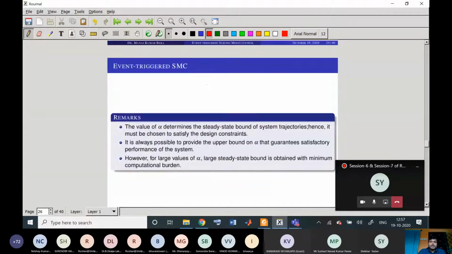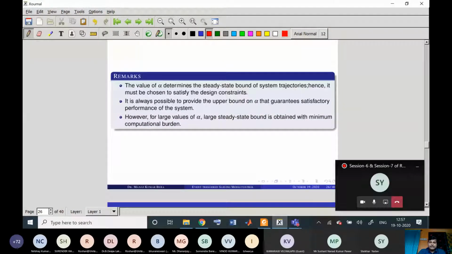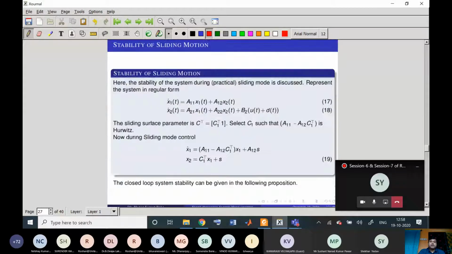So that's why it has been pointed out as a remark that the value of alpha determines the steady state bound of the system trajectories. Hence, it must be chosen to satisfy the design constraint, which I have already discussed. It is always possible to provide an upper bound on alpha that guarantees satisfactory performance of the system. However, for large values of alpha, a large steady state bound is obtained with minimum computational burden.